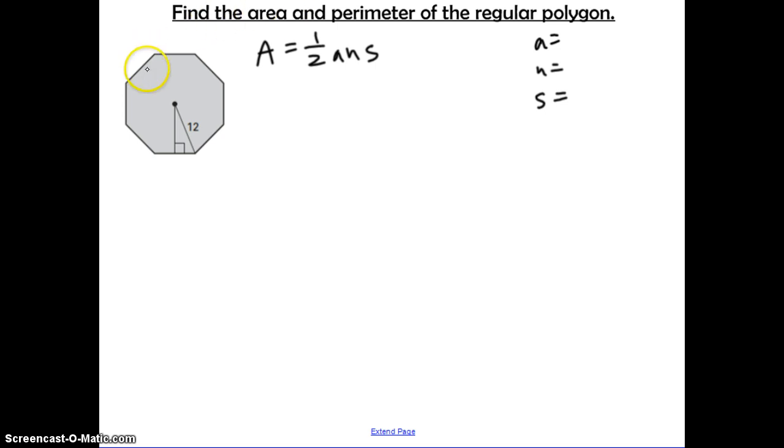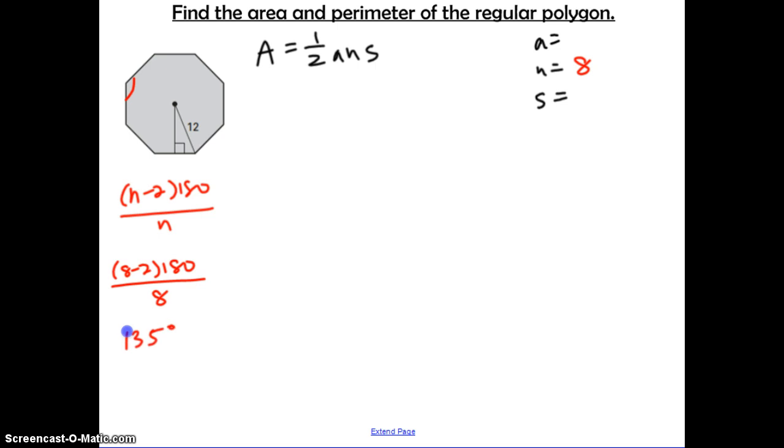So first thing we need to do, the number of sides is 8, and then we need to find everything else. So we need to find the measure of one interior angle. So we're going to use n minus 2 times 180 divided by n to give that measurement. N is 8, so 8 minus 2 times 180 divided by 8, and we get each angle inside this regular octagon is 135 degrees. Now I want to pull out that triangle.